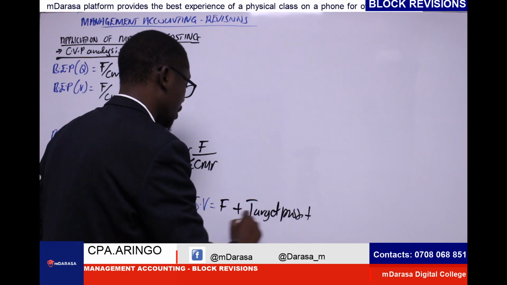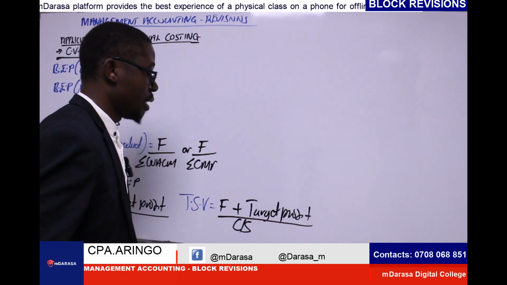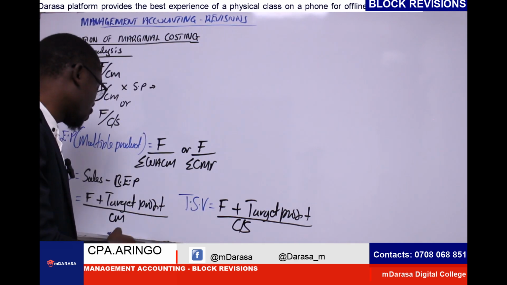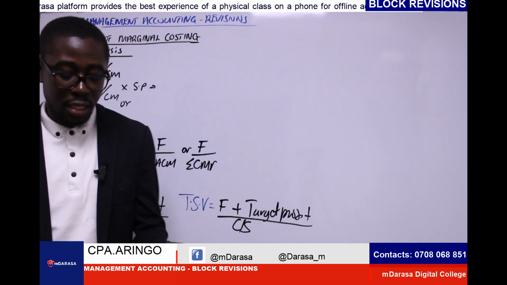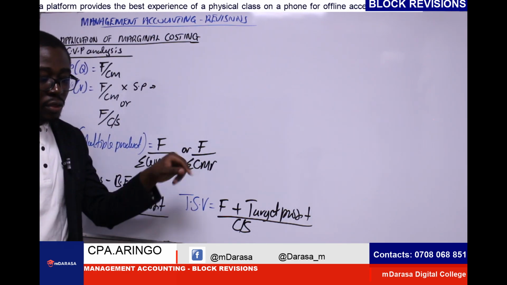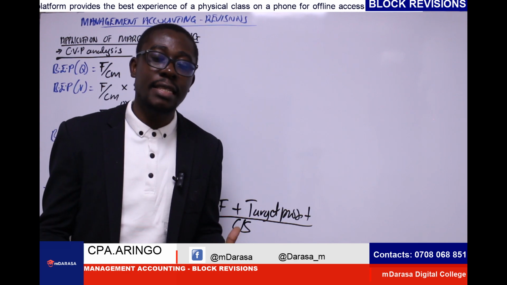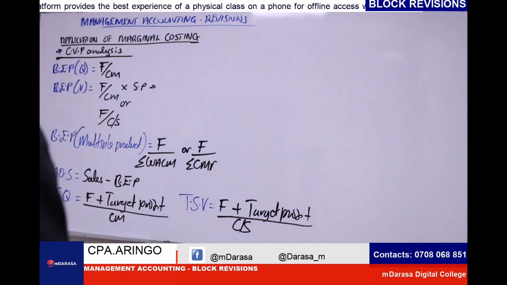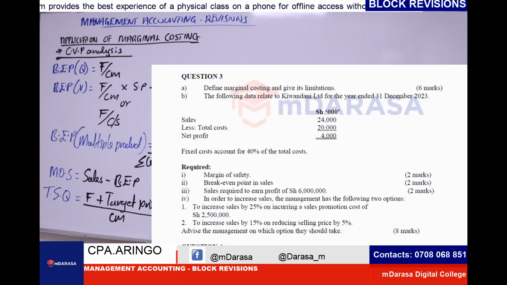we divide by our CS ratio. Or simply, you can take it as fixed cost plus target profit times the selling price per unit. That can also give you the target sales in value. So this is just a summary of what we need to understand, and I gave you this in detail in our coursework. By doing that reminder, let us go straight to a question in our block model paper.